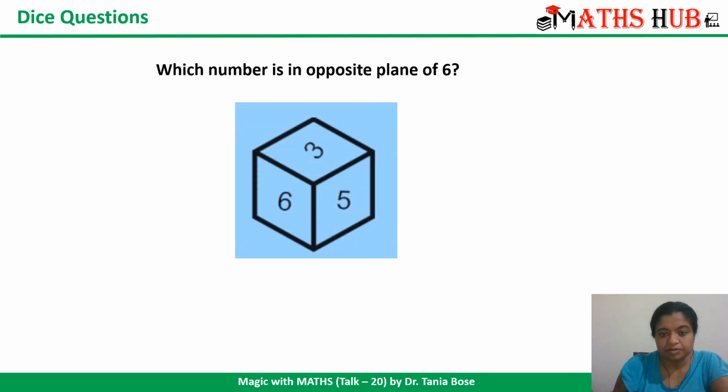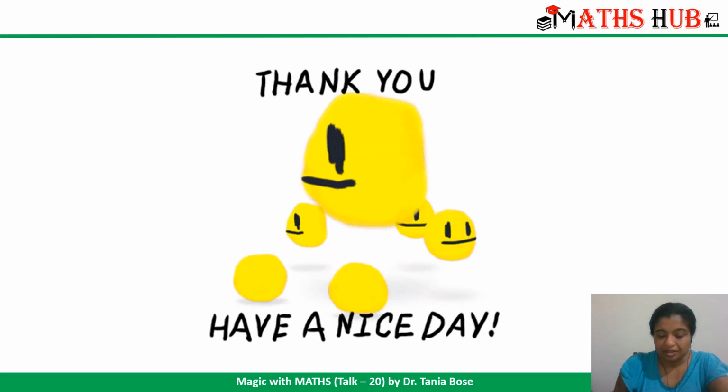Which number is opposite to 6? Here again, what should you add to 6 to get 7? It should be 1. Can you see that it just takes a fraction of a second to get the answer, isn't it? Okay, so that's all.